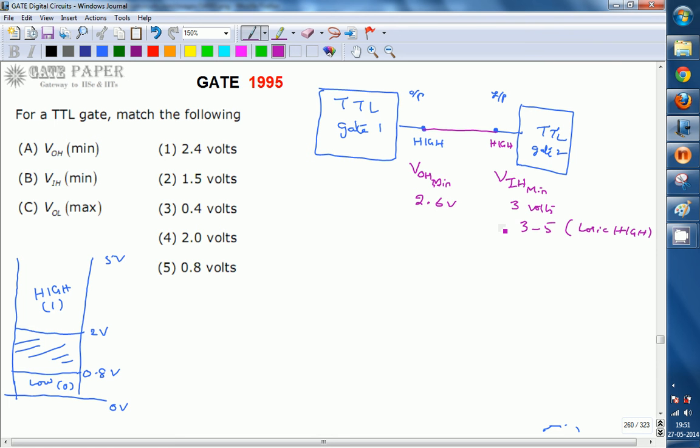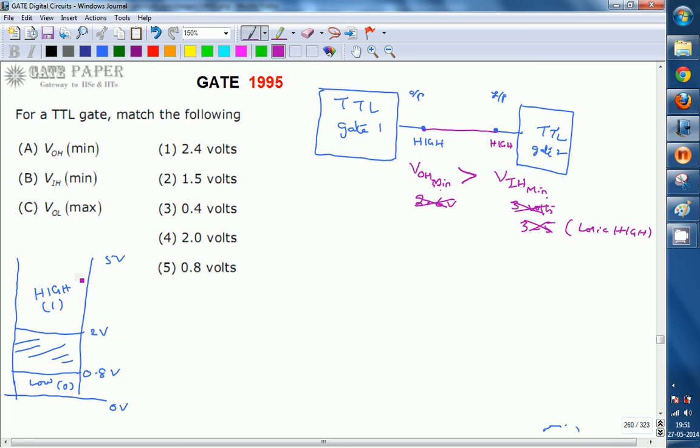So to satisfy that the high voltage given by TTL gate 1 should be accepted by TTL gate 2, VOH minimum should be greater than VIH minimum. With this condition, whatever logic high level is given by TTL gate 1 will definitely be accepted by TTL gate 2. So logic high level can be transmitted without any defect, without any undesired values. So the condition is VOH minimum should be greater than VIH minimum.